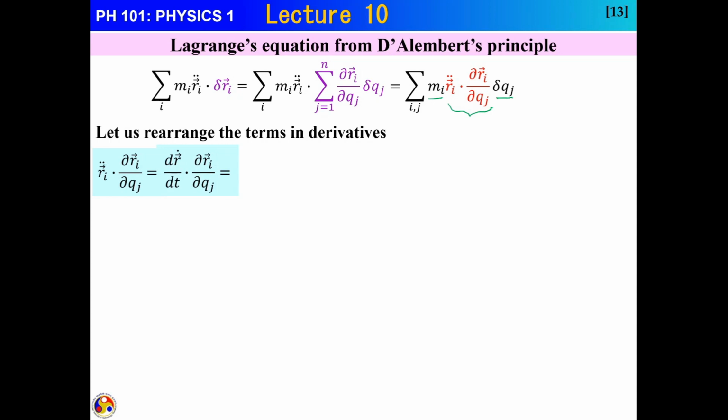That r double dot can be written as d(r dot)/dt. There is no problem because we are writing it in the form of a time derivative, d(r dot)/dt. And now this can be written in some other form. Let me show it, then I will explain it.